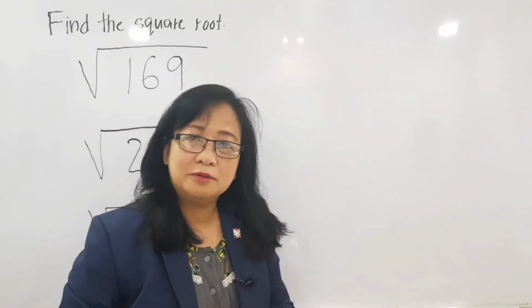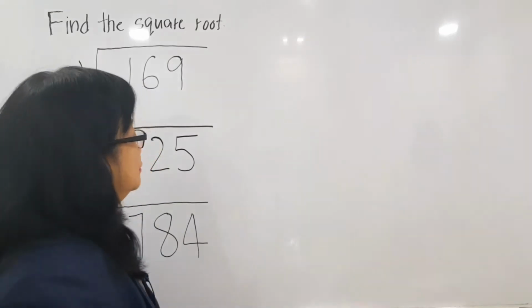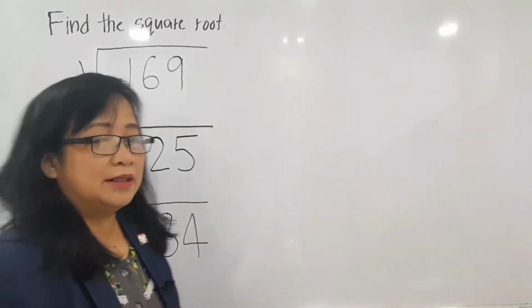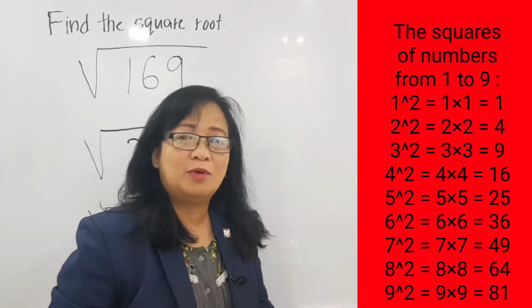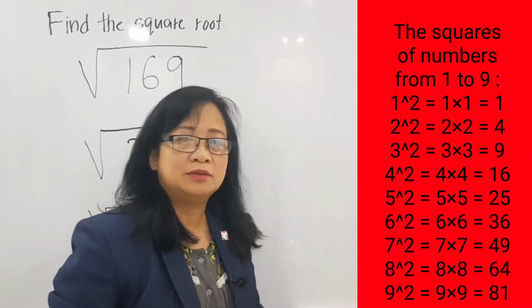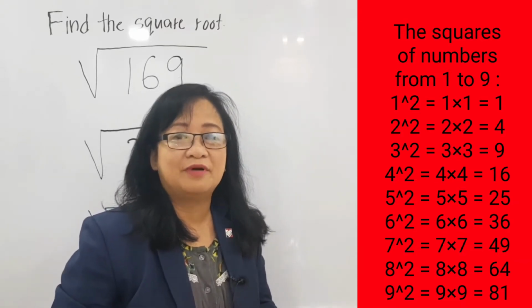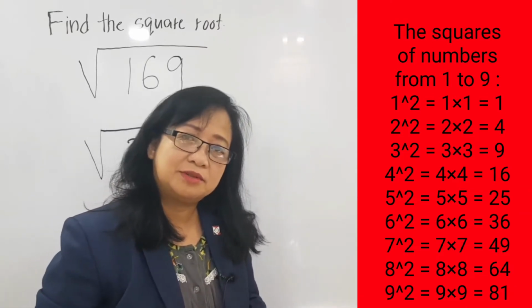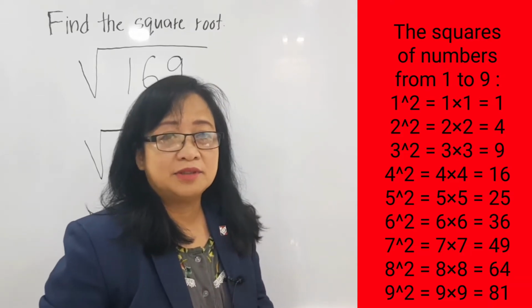Hello everyone! Today we will be solving the square root of a 3-digit number without using a calculator. To do this, first we have to memorize the squares from 1 to 9. 1 squared is equal to 1, 2 squared is equal to 4, 3 squared is equal to 9, 4 squared is equal to 16, 5 squared is equal to 25, 6 squared is equal to 36, 7 squared is equal to 49, 8 squared is equal to 64, 9 squared is equal to 81.